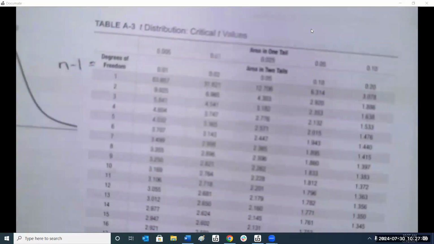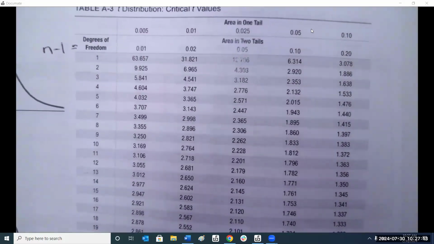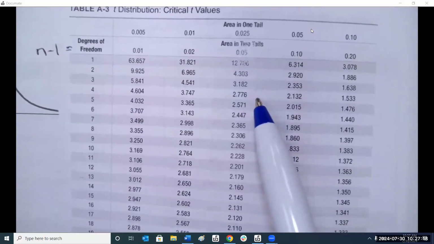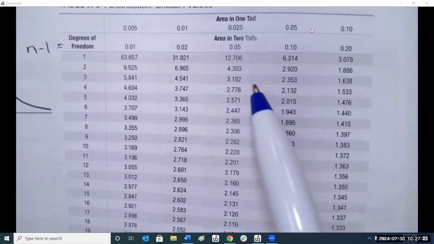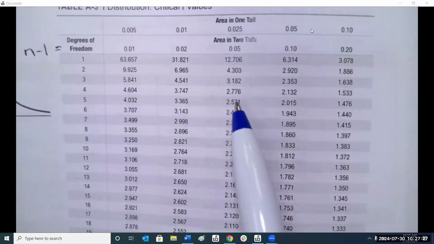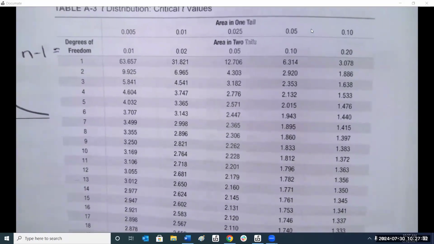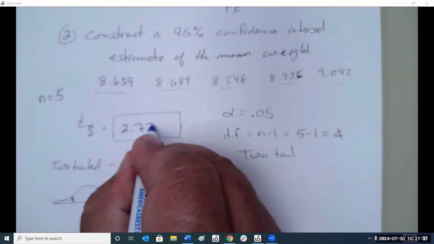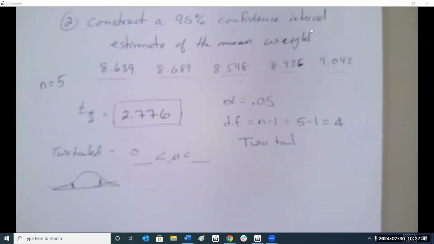So what do we have then? We have a two-tailed test, alpha is 0.05. Our degrees of freedom is 4. So we're using 2.776. So that's our t-score value.